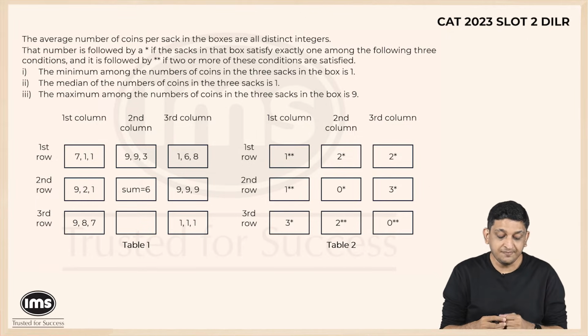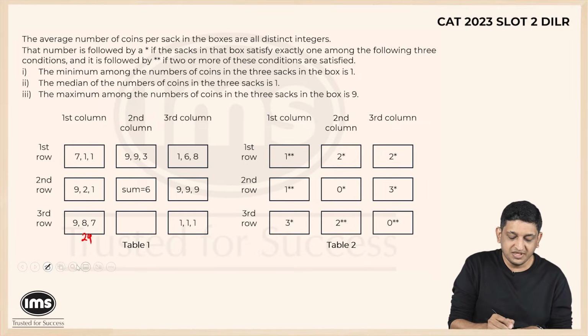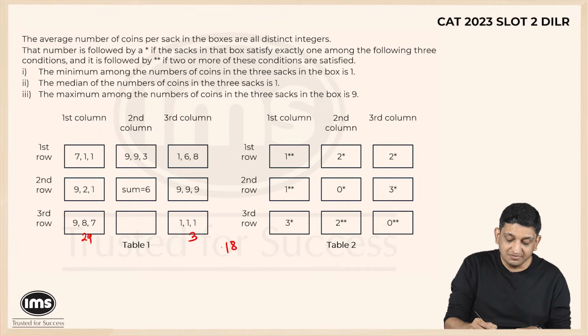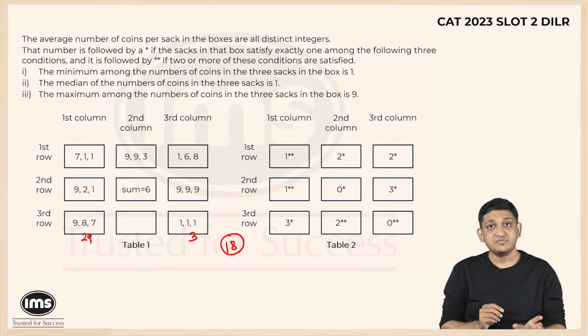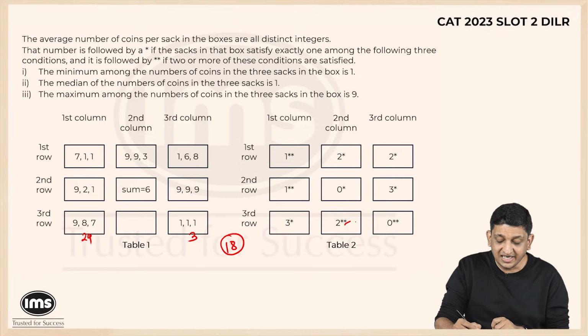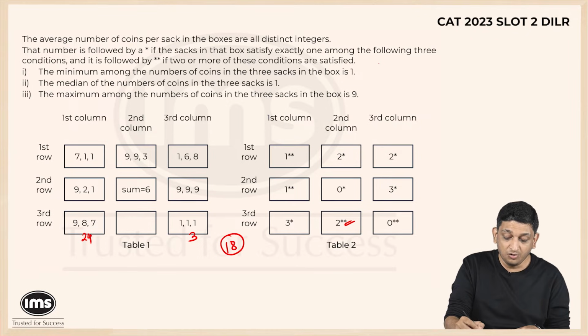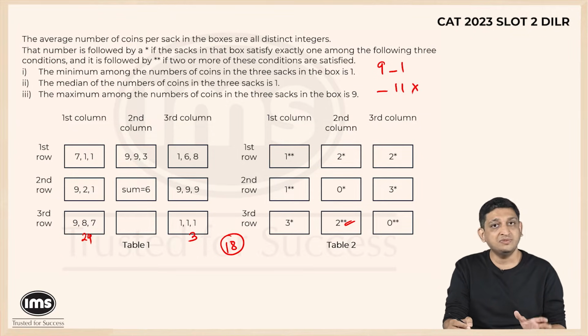Now what else can we see? We can see that in the third row, 987, 24 has been accounted for and 111, that is 3, has been accounted for. So the only sum that remains here is 18. Now 18 is what remains. 2 stars are there, 2 numbers are above 5 for sure. So we know that out of the 9-1 and -11 configurations, this will not be possible because I need two numbers to be above 5 for sure, right?